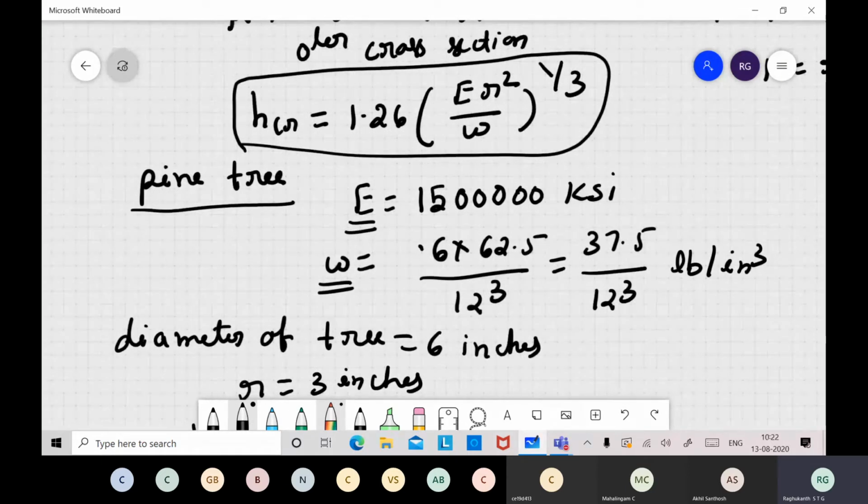So this is a very famous formula given by Greenhill, which is widely used in geology and many other calculations, not only in geology, even in civil engineering. When you are building any column, the first thing is how much height is required for it to self buckle. So this gives you some kind of an estimate.